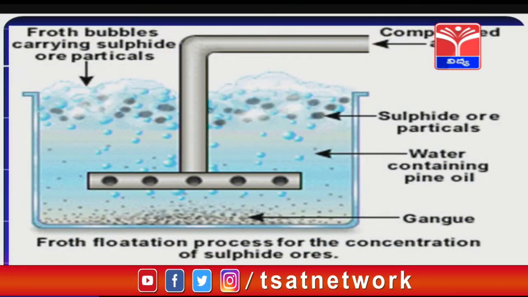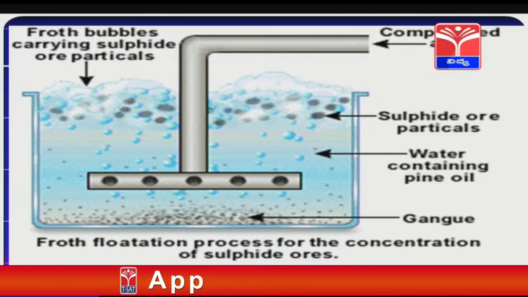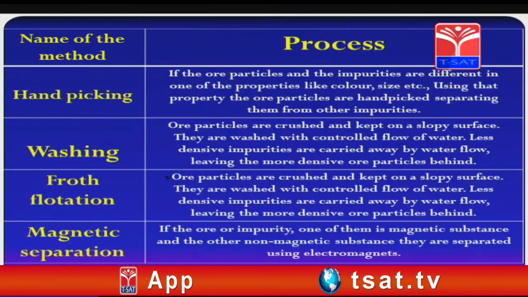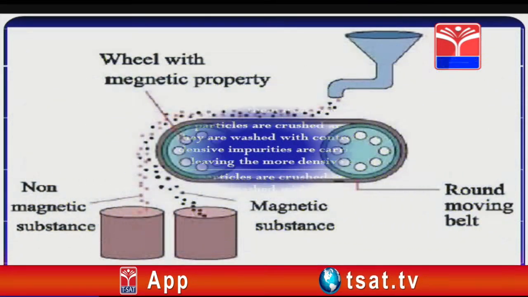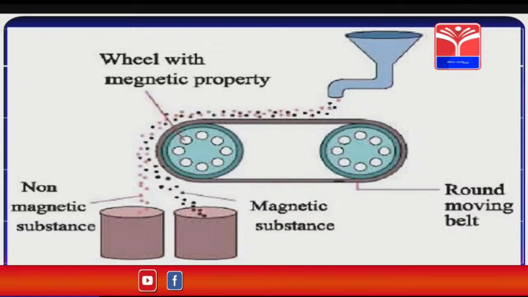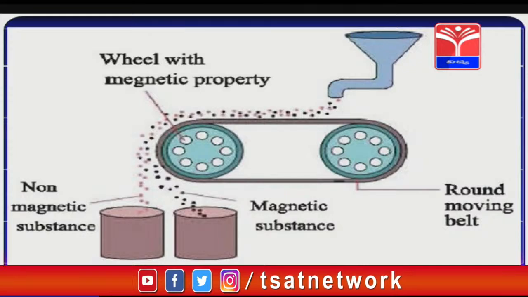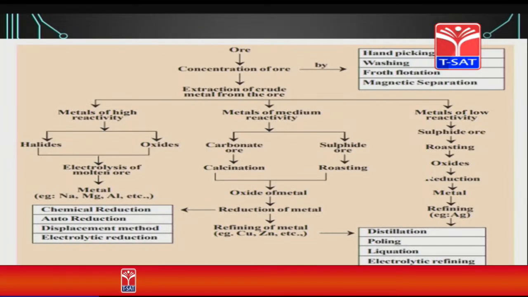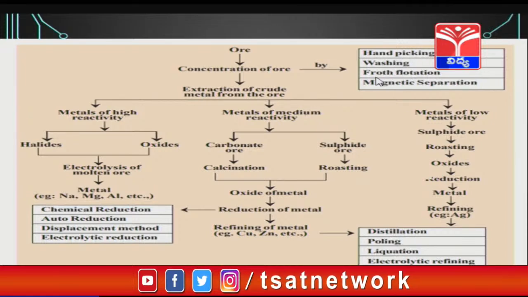Next, this is the way froth flotation we have studied, mainly sulphide ores are dressed by froth flotation. Next, magnetic separation, mainly the ores which contain magnetic substances can be dressed by using this magnetic separation. Children, ore is a mineral from which you can extract metals profitably. So, what are the steps we have seen? The first step is concentration of ore by different processes like hand picking, washing, froth flotation and magnetic separation.